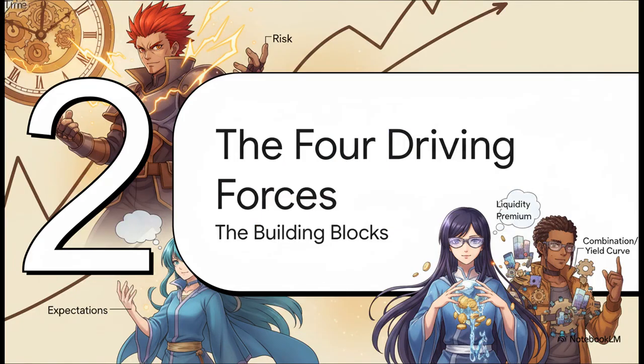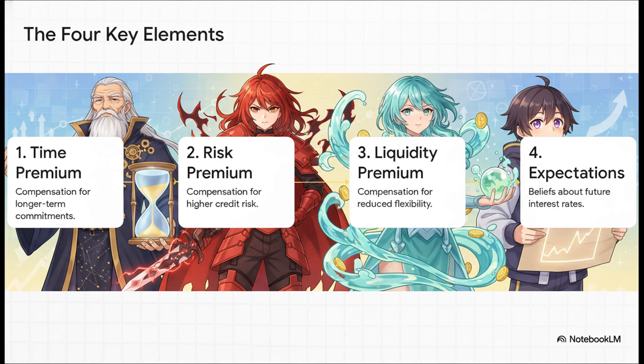So, to answer our big question, we first have to understand the basic building blocks, the ingredients, if you will. Think of these four things as the only ingredients in our recipe. You've got the time premium, the risk premium, the liquidity premium, and finally, maybe the most important one, expectations. It's the unique mix of these four that creates the curve's final shape at any given moment.